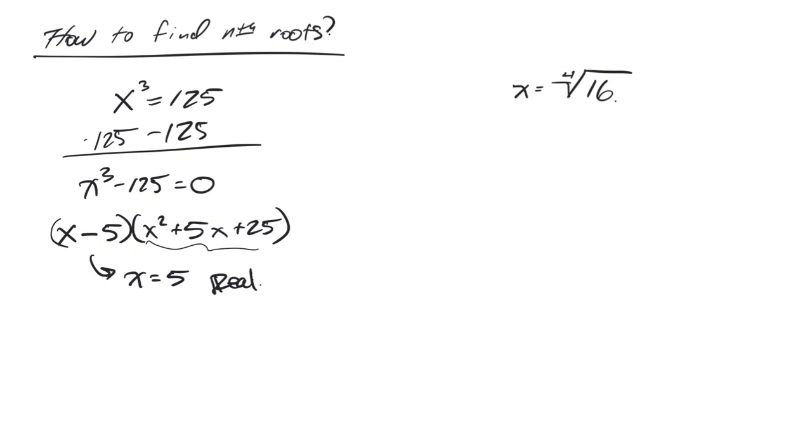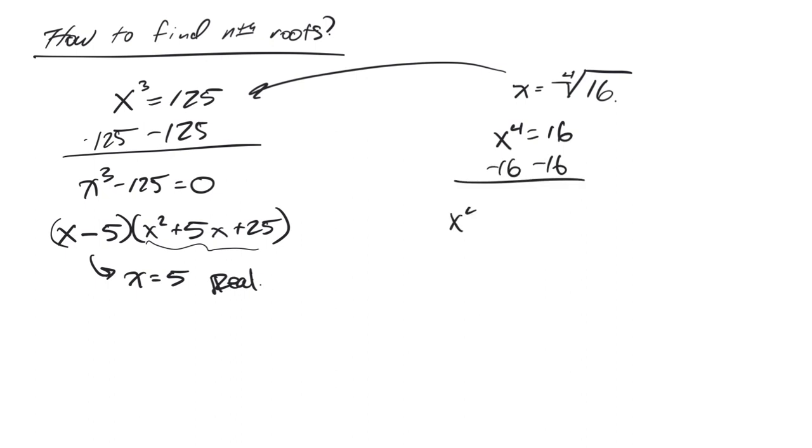Over here we have x equals the fourth root of 16. So we can do the same thing here, right? I'm going to rewrite it so it looks like this. x to the fourth equals 16. And I'm going to subtract 16 from both sides. I get x to the fourth minus 16 equals 0. Okay. I can factor this.